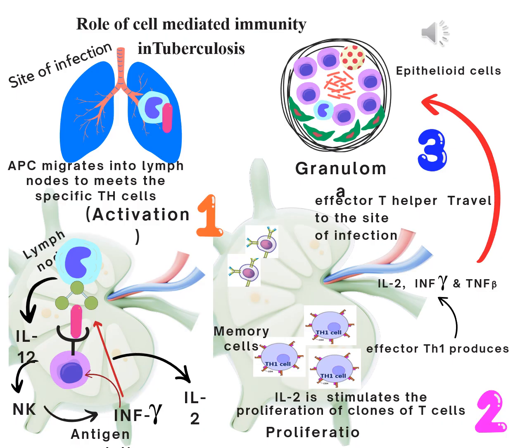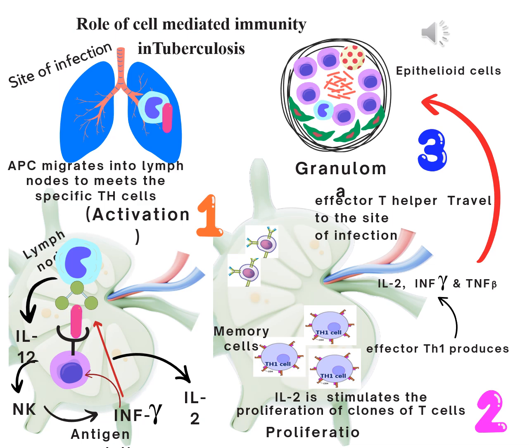Role of cell-mediated immunity. T helper cells have the main role in immunity. Antigen presentation leads to stimulation of T helper cells. T helper 1 secretes IL-2, leading to cell proliferation. Interferon gamma, IFN-gamma, is produced by Th1 cells and is responsible for activating macrophages.